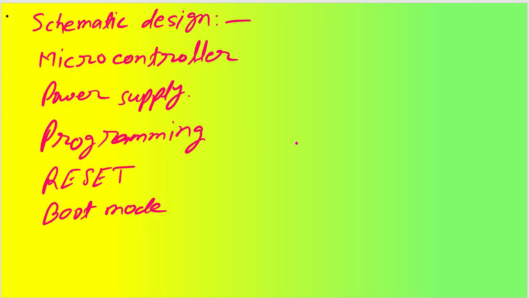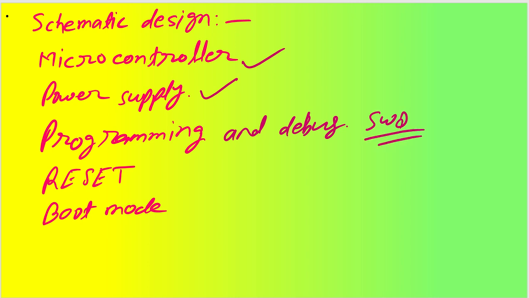First of all, we'll try to understand how we can design the microcontroller symbol. Then we'll design the power supply for this particular microcontroller device, and how we can program and debug it. There are different techniques of programming and debugging, so we'll see SWD programming, that is serial wire debug programming. Then we'll try to understand how we can design the reset circuit or reset switch. Then we will also talk about boot mode.